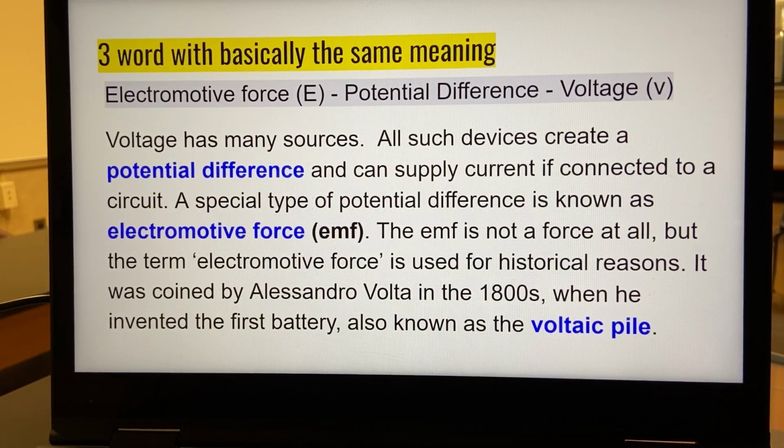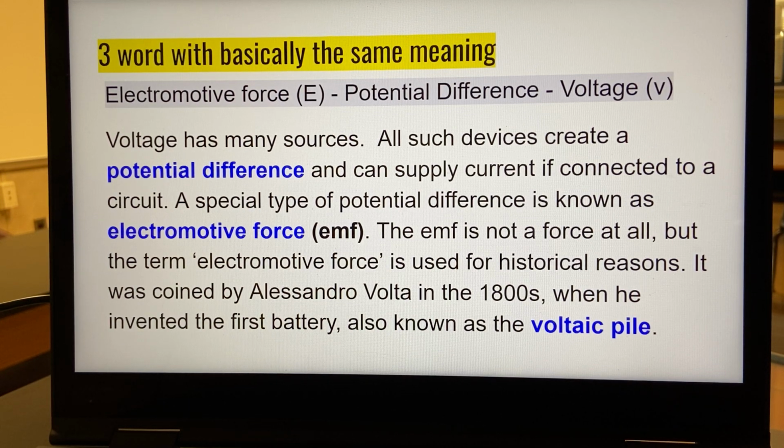So you've heard the word voltage, potential difference, and electromotive force. They're basically meaning the same thing in our simple circuit. Voltage can come from many sources. We have wind power, water power, solar power. So all such devices create a potential difference and can supply current if connected to a circuit.